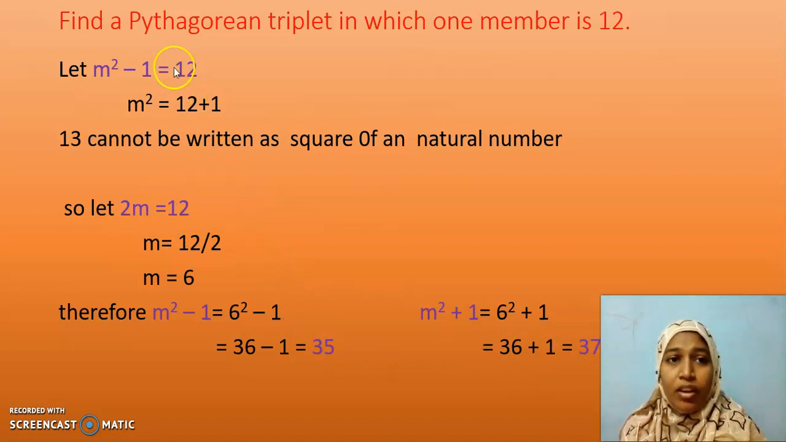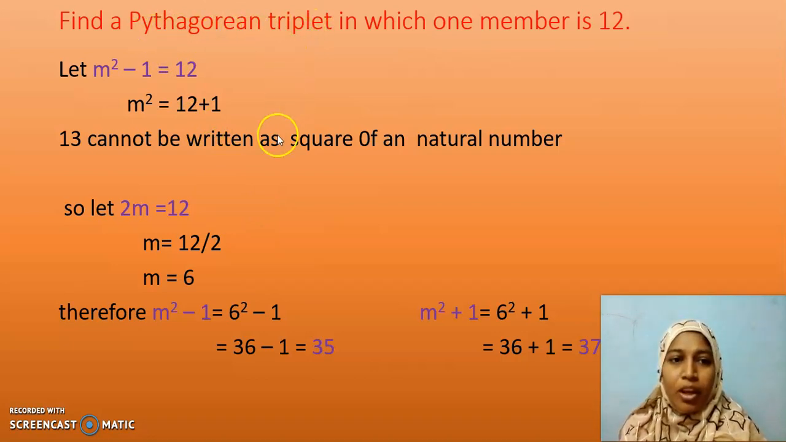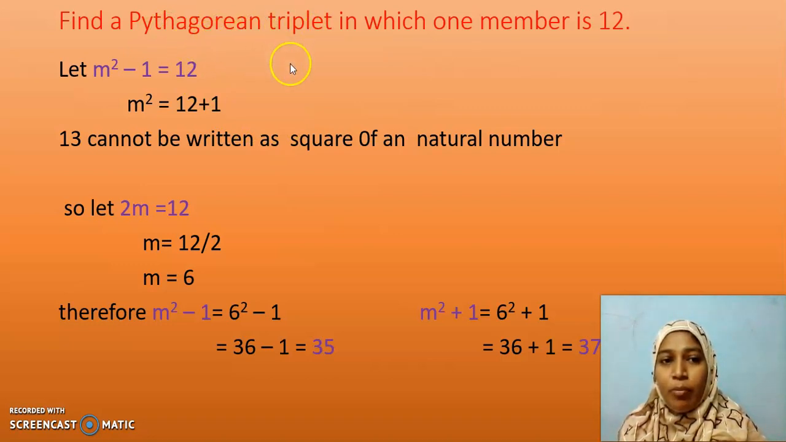Hope you are strong enough and you have got the confidence in playing with Pythagorean triplets. Okay, what is the general formula for writing a Pythagorean triplet? 2m, m squared minus 1, m squared plus 1. Have it on a paper, stick it somewhere in your home and keep looking at it. Then it will be in your heart, my dear children.